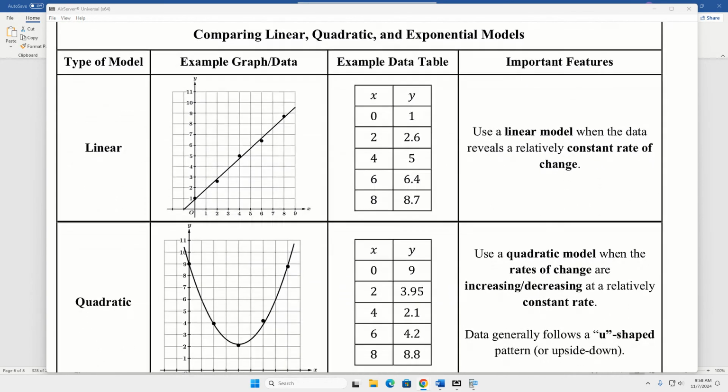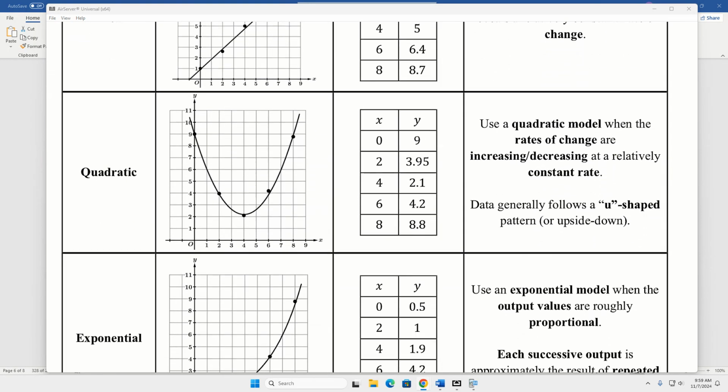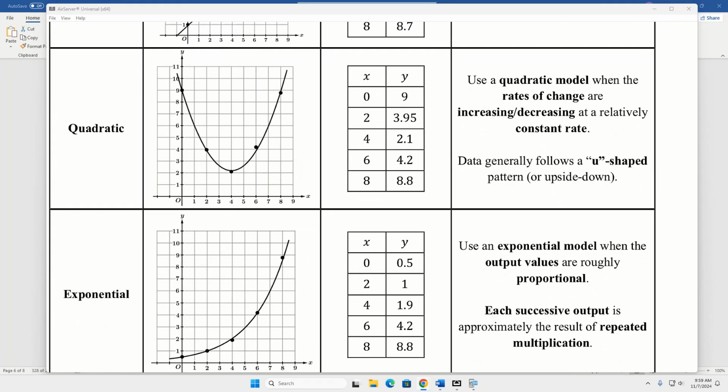One way to determine the appropriateness is just to look at the scatter plot. If the data points pretty much line up linearly, then we'll say it's linear. If you're looking at the data, then you can tell that there is a relatively constant rate of change for linear. All right, and then quadratic, the data is about U-shaped. You have some today that you're going to do that. They're more like V, but it's fine. So the rates of change are increasing or decreasing at a relatively constant rate.